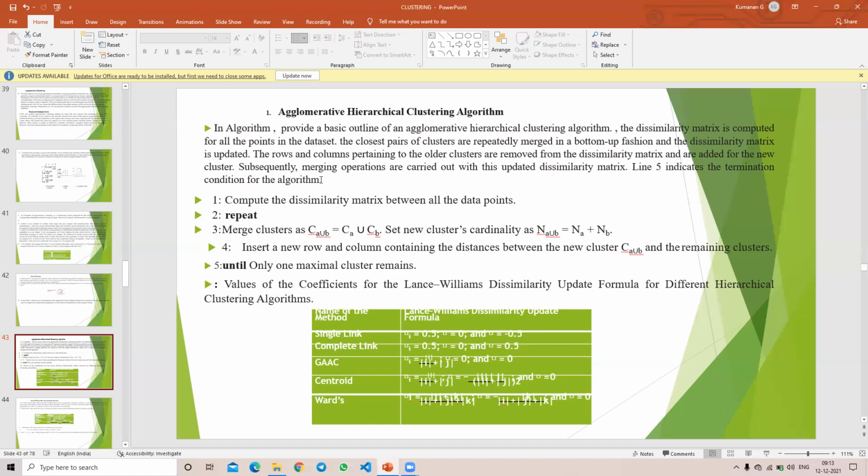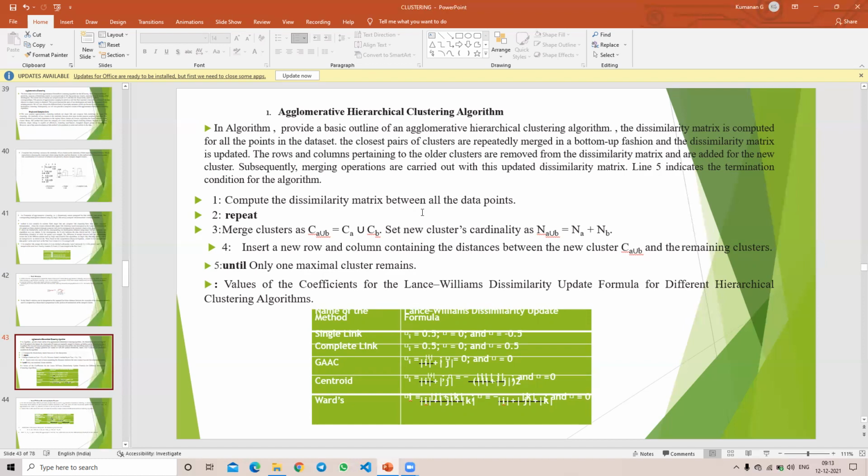The algorithm of agglomerative hierarchical clustering is as follows. One, compute the dissimilarity matrix between all the points. We have to compute the dissimilarity matrix. In a previous video we already saw what dissimilarity is, and we saw the figure for the dissimilarity matrix.